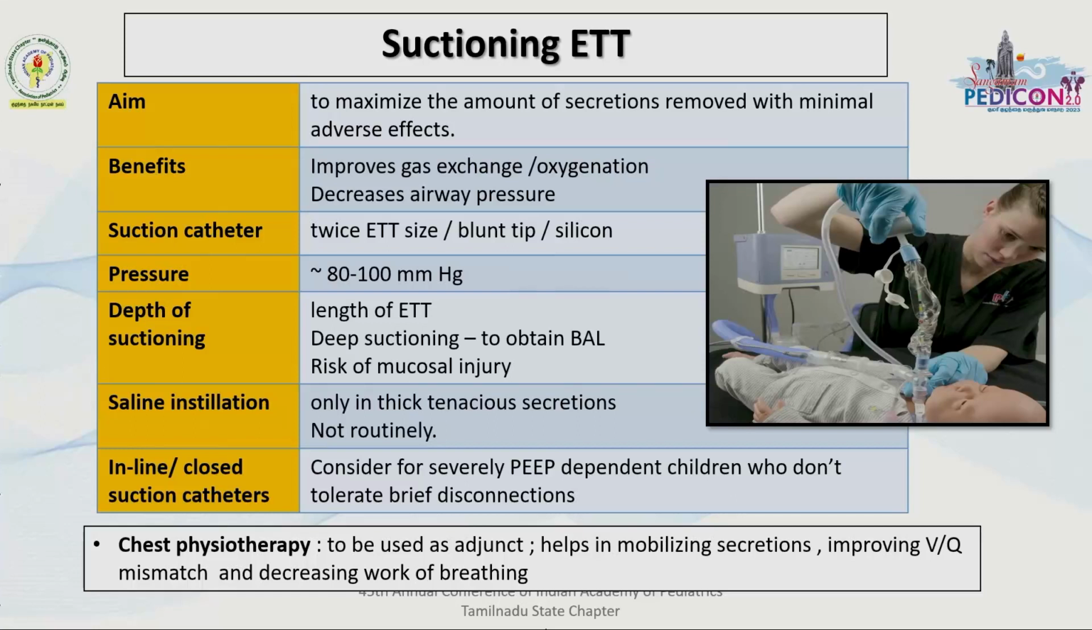Deep suctioning, unless you are targeting to obtain a bronchoalveolar lavage, is not to be done routinely because there is a risk of mucosal injury. Saline instillation is again not routinely recommended. The risk of contamination is there. So only if there are thick secretions, use saline instillation or hypertonic saline nebulizations. Inline catheters can be used in children who are extremely PEEP dependent or pressure dependent, who do not tolerate even slight disconnections. Chest physiotherapy or other adjuncts like bronchoscopy, etc., can be used as and when required.